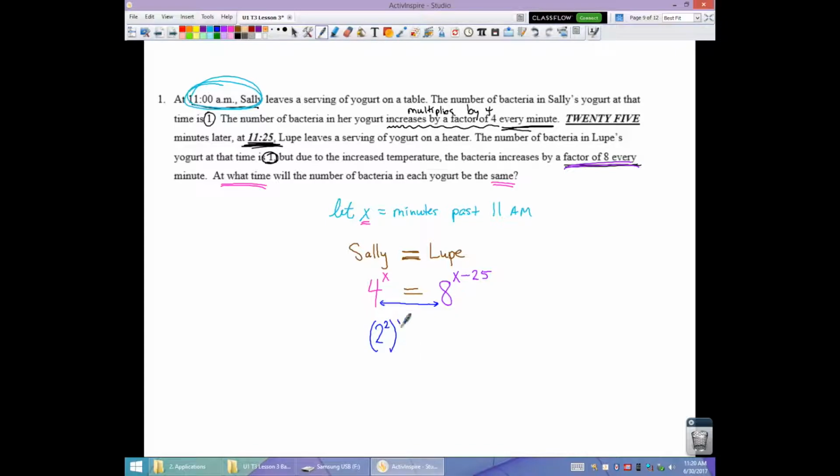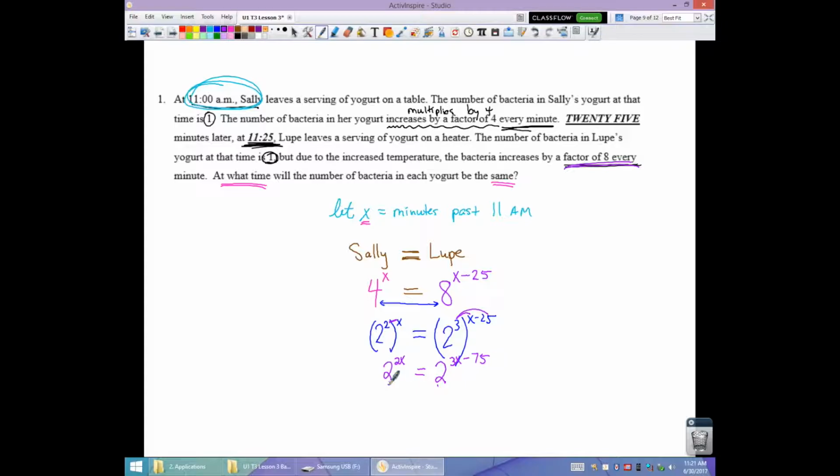And then I still have this x outside. We want to know when that equals 8, which is 2 to the third, and I have x minus 25. Using the power to a power rule, I multiply 2 times x. This is 2 to the 2x. Multiply here, and it's the exponent 3 times the entire x minus 25. So I need to distribute. That becomes 2 to the 3x minus 75.